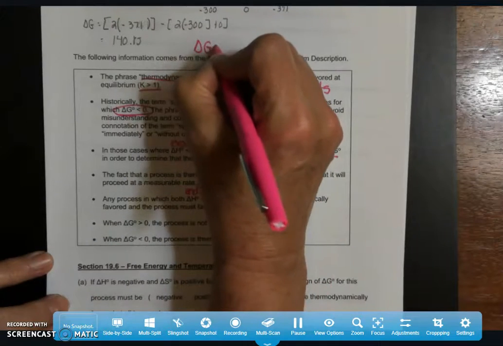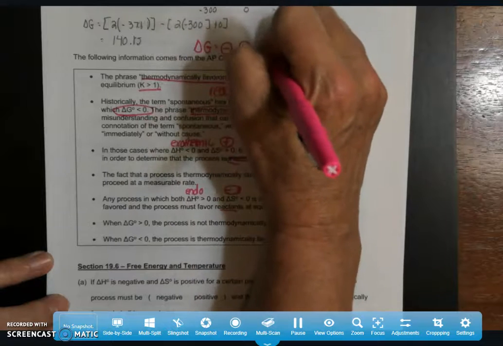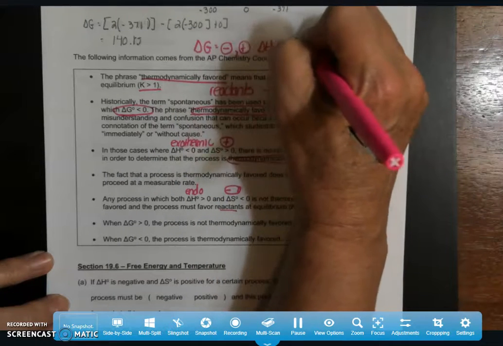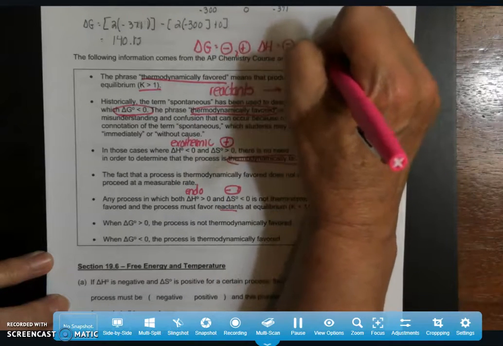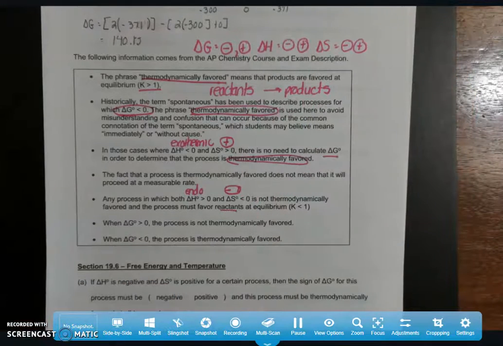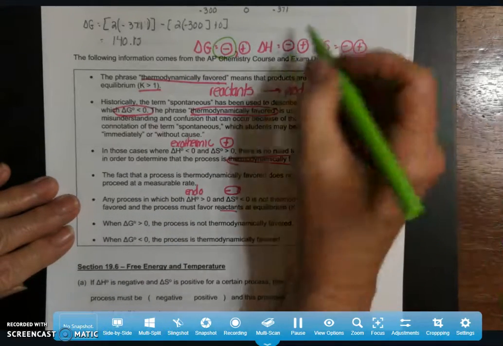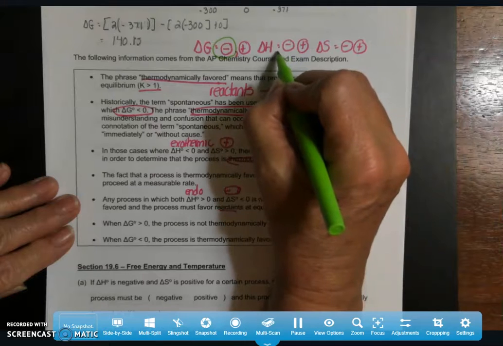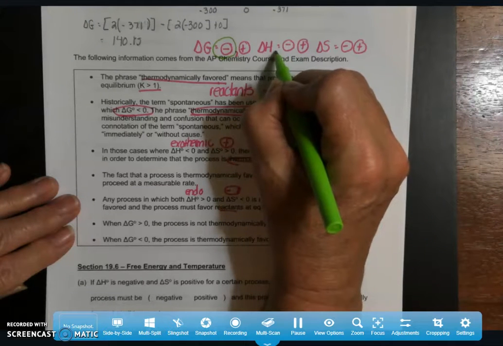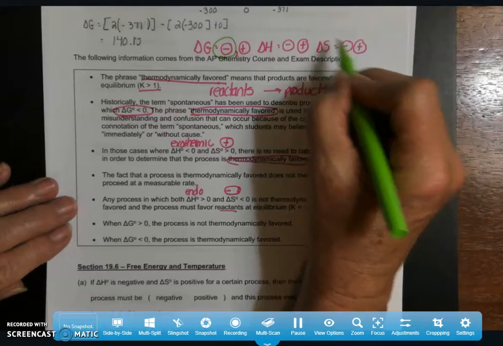So this can get kind of confusing. Delta G can be negative or positive. Delta H can be negative or positive. And delta S can be negative or positive. Now, when delta G is negative, it's thermodynamically favored. When delta H is negative, it can be. And when delta S is negative, it can be.